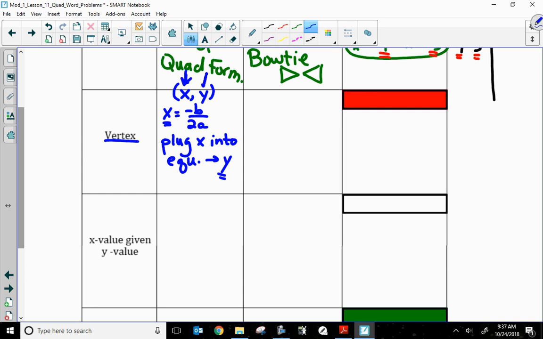X and a y, and I have my vertex. Algebraically, that's not too bad. But it's always nice when we can have the calculator find it for us. So keep in mind, when I graph something, it's either the low or the high point.